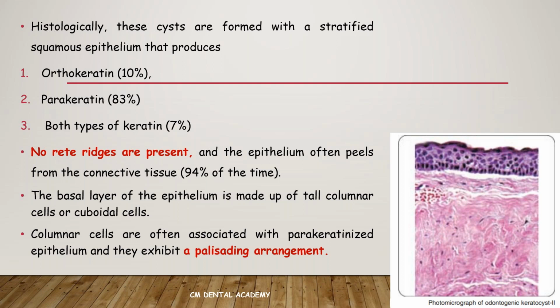The basal layer of epithelium is made up of tall columnar cells or cuboidal cells. Columnar cells are often associated with the parakeratinized variant and exhibit a palisading arrangement. Here, the picture on our right side shows the palisading arrangement of the cells, which usually is 5 to 8 cell layers in thickness, and there is no rete formation between epithelium and connective tissue.